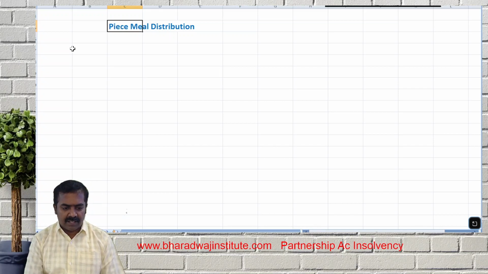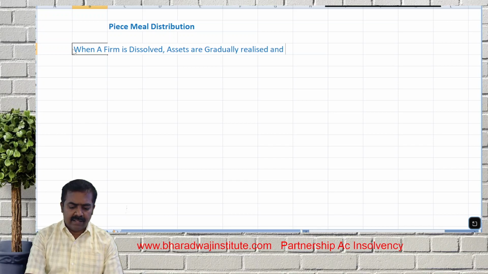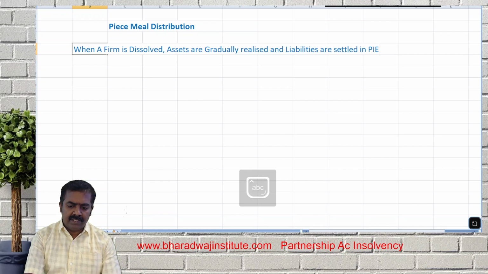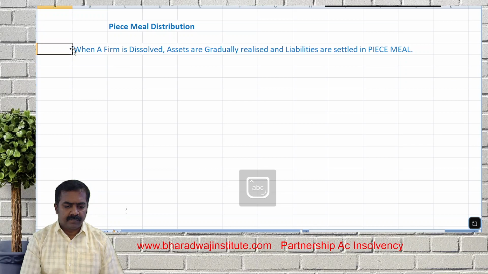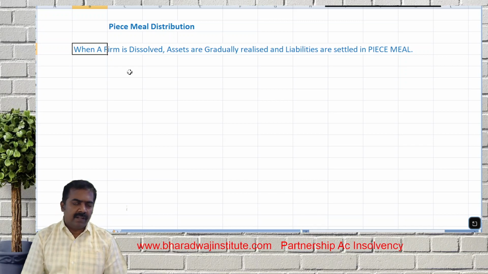Have the notes and let us continue. When a firm is dissolved, this is also dissolution of partnership only. When a firm is dissolved, assets are gradually realized and liabilities are settled in piecemeal. Piecemeal means part by part. So assets are gradually realized and liabilities are settled in piecemeal.